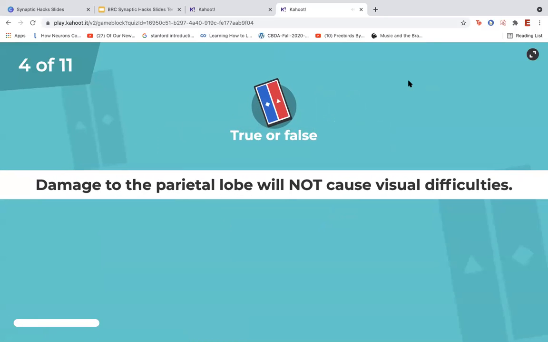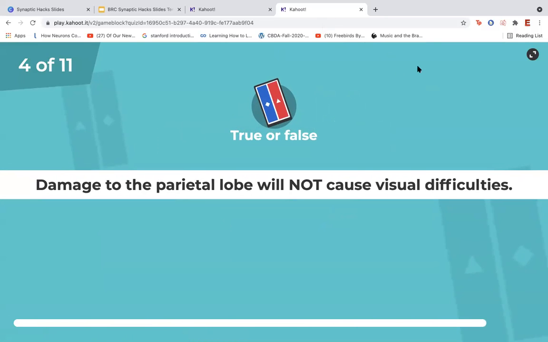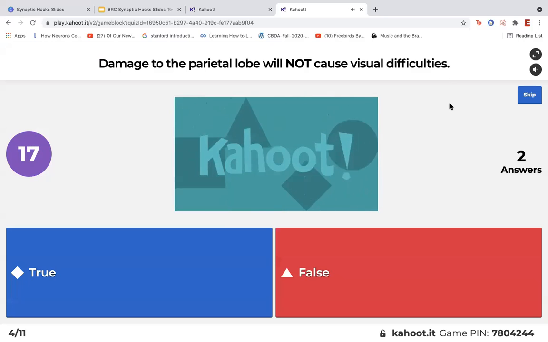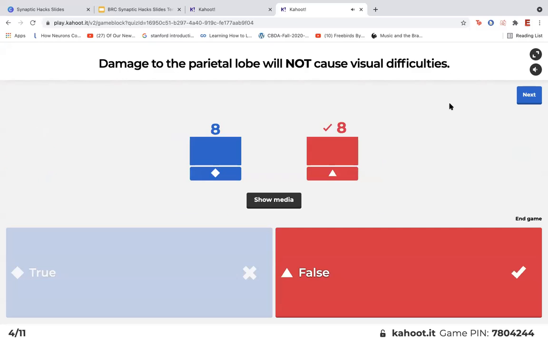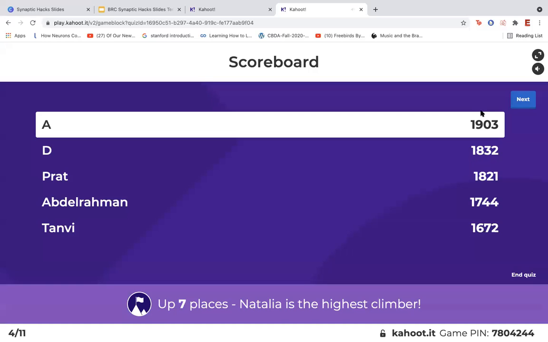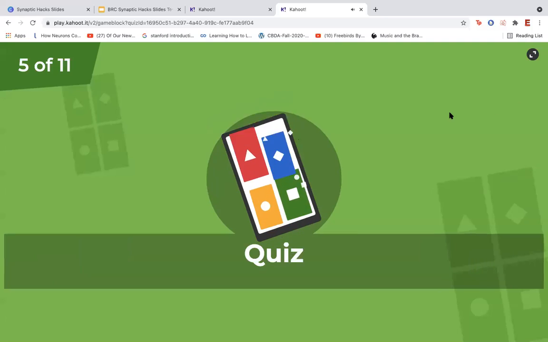All right, true, false. Damage to the parietal lobe will not cause visual difficulties. True or false? Oh, split. Halfway. Yeah, they have some functional overlap. All right, next question.